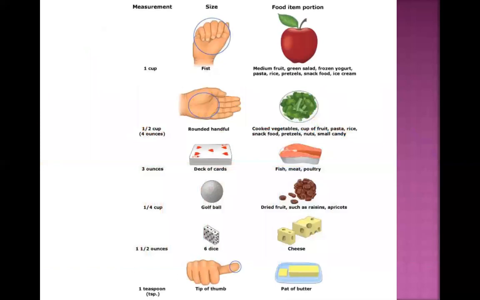This picture is representing some serving size comparisons to common household items, or even things you can look at on your own hand to estimate serving sizes. So 1 cup is about as big as your fist, half a cup is about a small handful, 3 ounces is about as big as a deck of cards or a computer mouse, a quarter cup is a golf ball, 1.5 ounces is about 6 dice, and 1 teaspoon is the tip of the thumb.